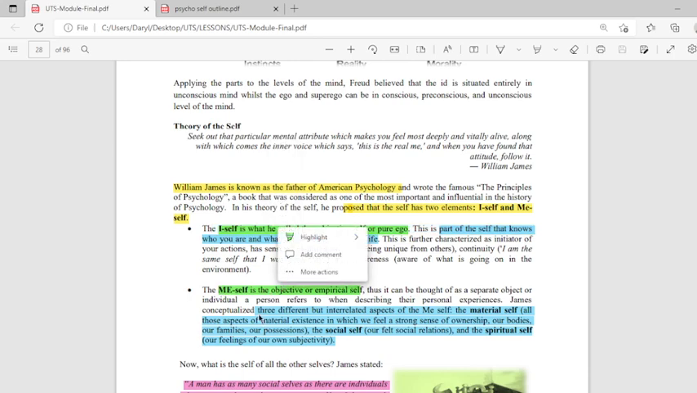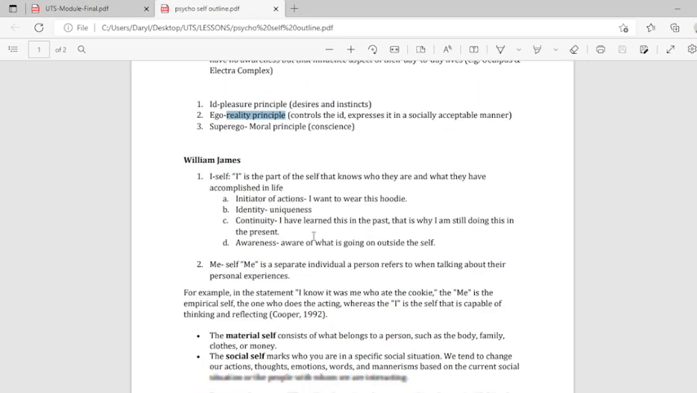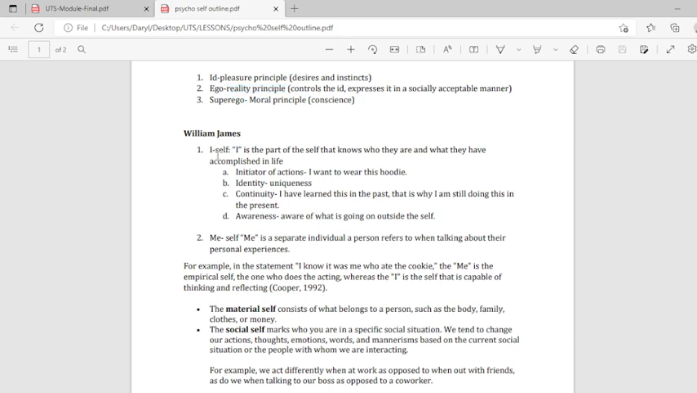So that we can understand it better, here is a short comparison of the two. Okay? The I self. What is this? It is the part of the self that knows who you are, who they are, and what they have accomplished in life. The me self, on the other hand, is a separate individual a person refers to when talking about their personal experiences. Sir, it's too theoretical, it's hard to understand. So this is an example of how we concretize these concepts.